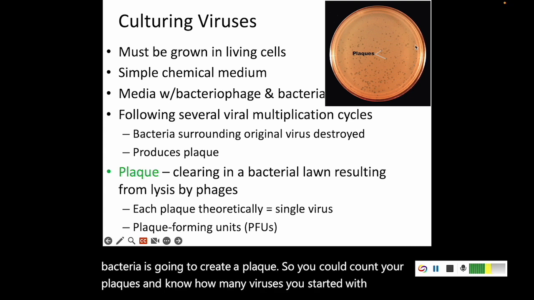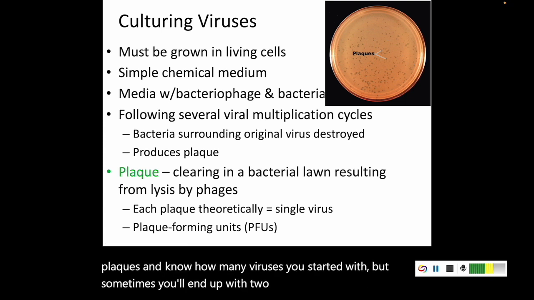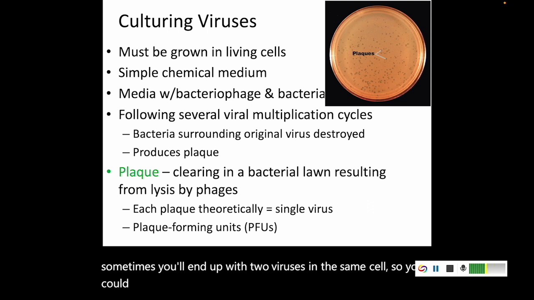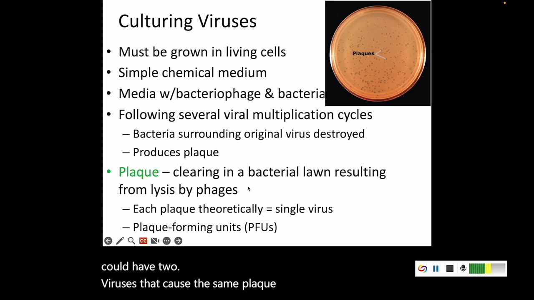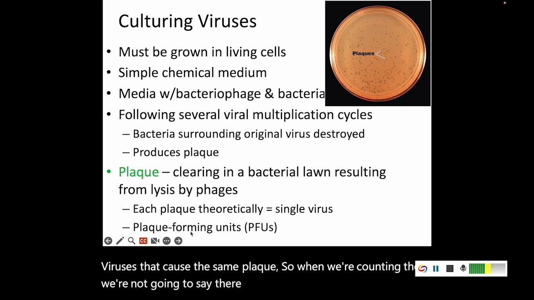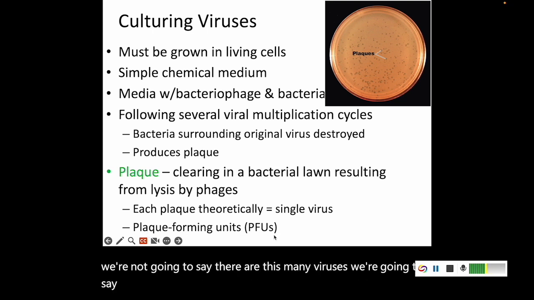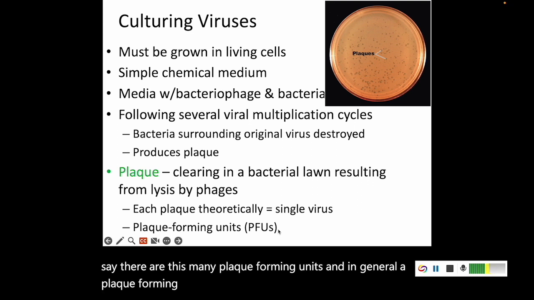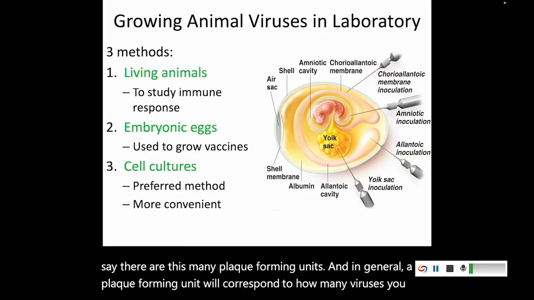But sometimes you'll end up with 2 viruses in the same cell. So you could have 2 viruses that cause the same plaque. So when we're counting them, we're not going to say there are this many viruses. We're going to say there are this many plaque-forming units. And in general, a plaque-forming unit will correspond to how many viruses you started with.